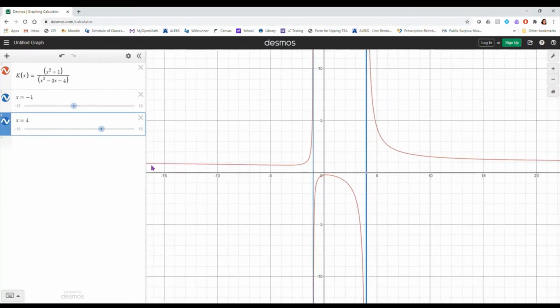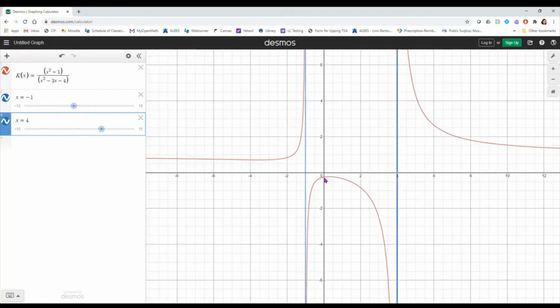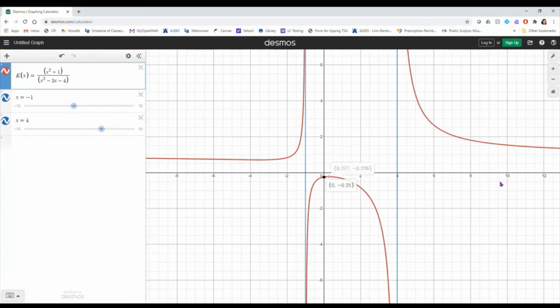As we zoom out, we can see there really were no horizontal intercepts. It never crossed the x-axis. And we can see the vertical intercept, and if we click right on it, it's at (0, -0.25), which is exactly what we got, (0, -1/4). So there's the graph of that function that we found those different pieces for.